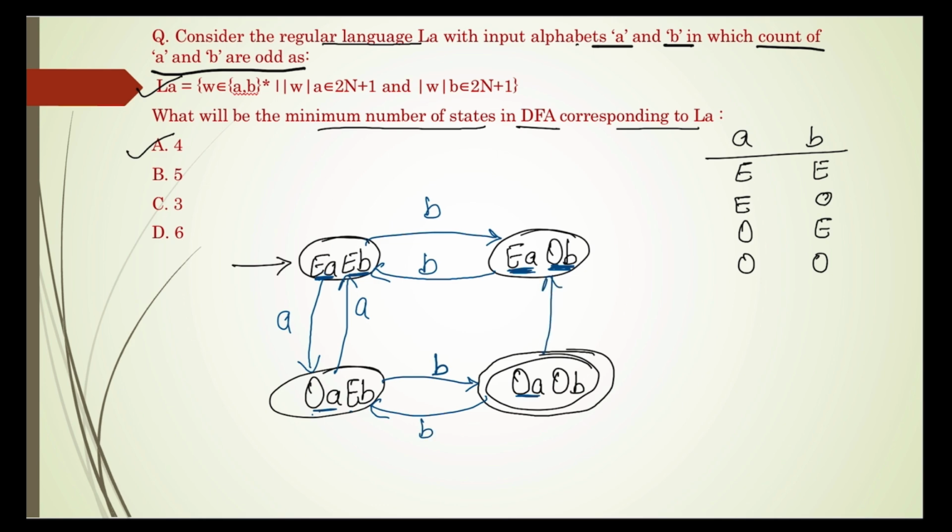Here what is changing? This odd b, they are same. So even is changing. So even a, odd a. So we will define the transition of a only.